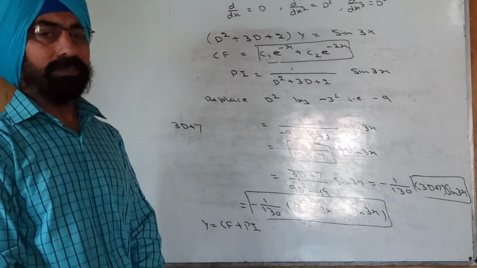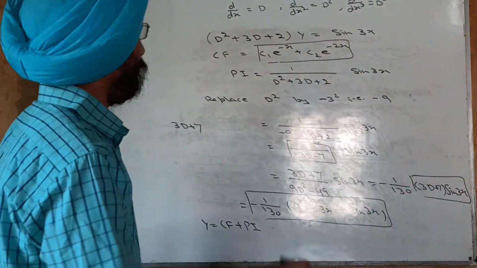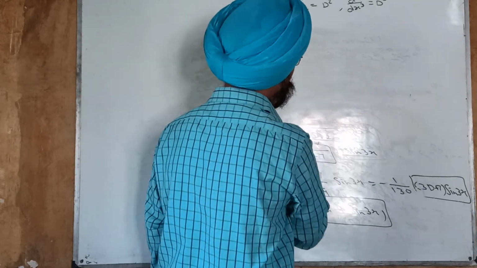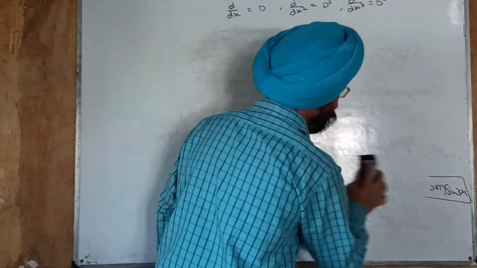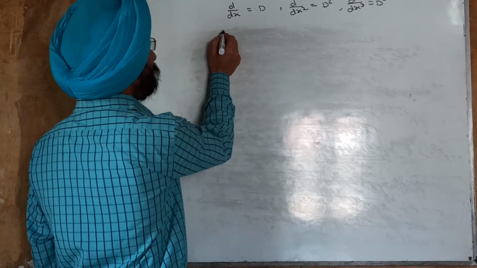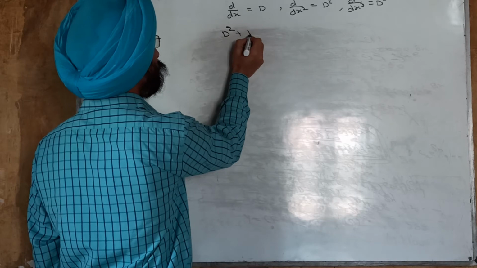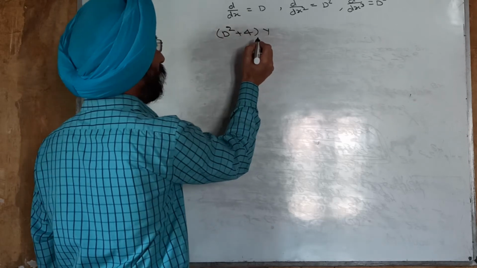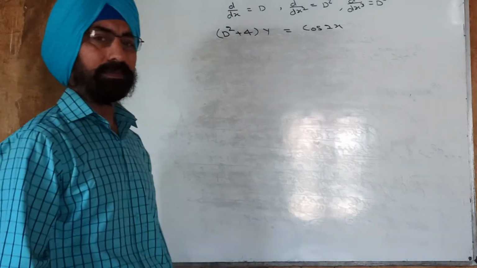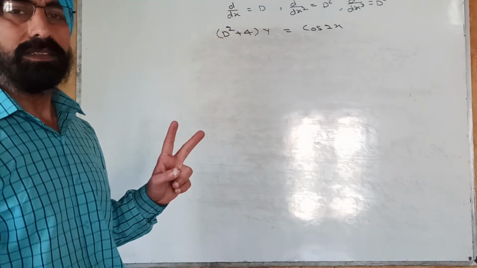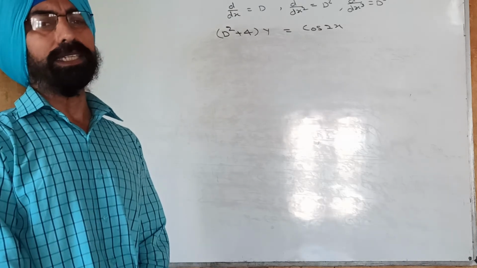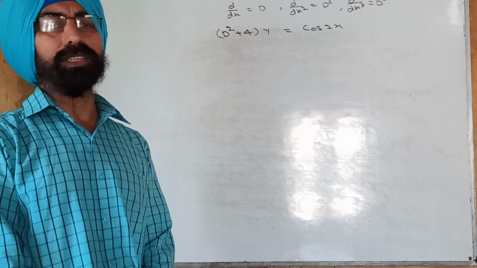Now we take up one case of failure: how to proceed if f of D square becomes 0. So I'll take up a simple example. Suppose the given differential equation is (D square plus 4)y is equal to cos 2x. The auxiliary equation, you know, is D square plus 4 is equal to 0. Its roots are clearly plus minus 2 iota, that means 0 plus minus 2 iota.